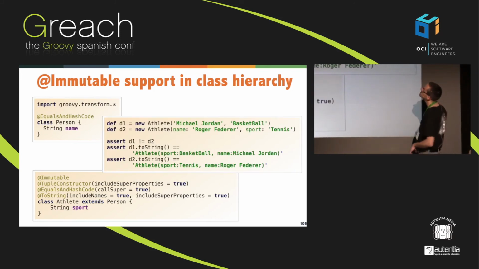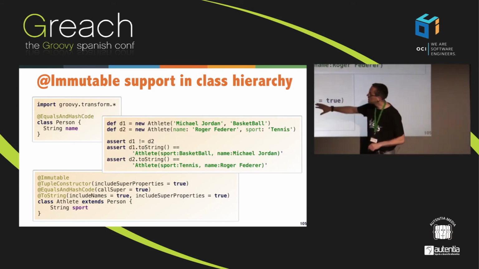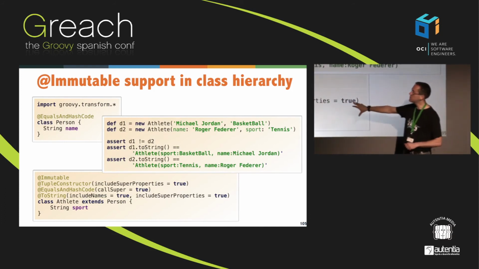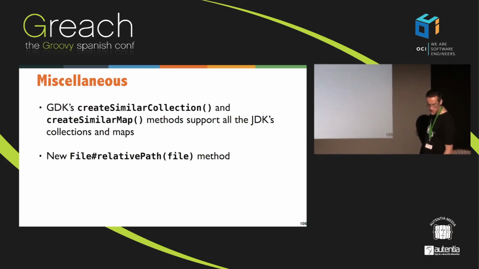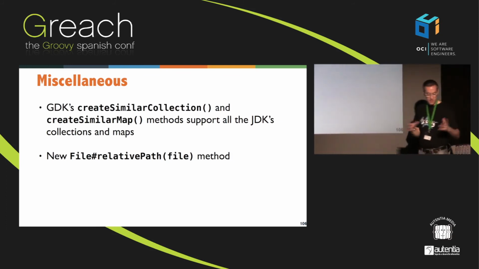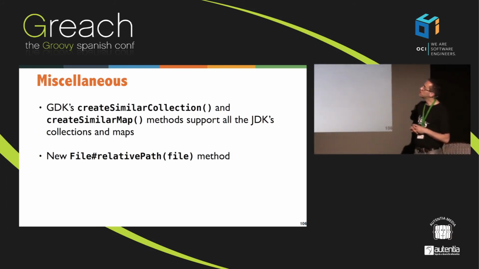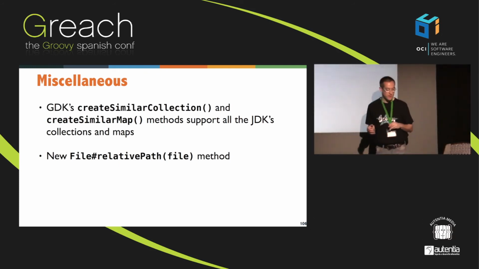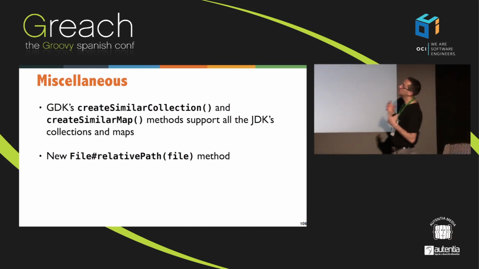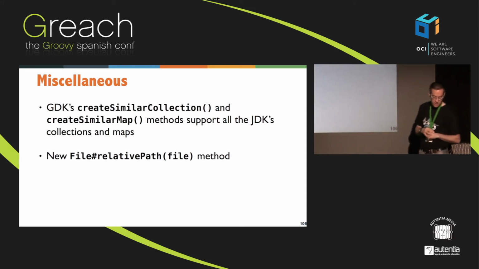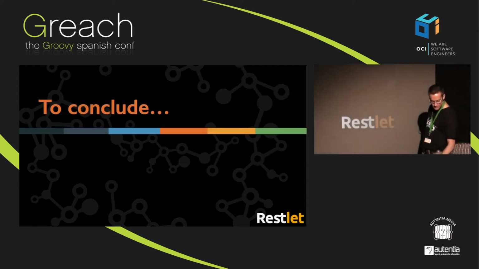Immutable wasn't working across class hierarchies, so here our immutable athlete was extending person, and you couldn't do that with immutable, so it had to be the base class. So it's a nice improvement. Plus, again, some GDK things: wherever we are manipulating collections, maps, etc., we try to keep the same kind of collection, so that if you use a linked hash map or an array list or whatever, we always keep the same kind of collection and not always create array lists or things like that. So it's much better now.